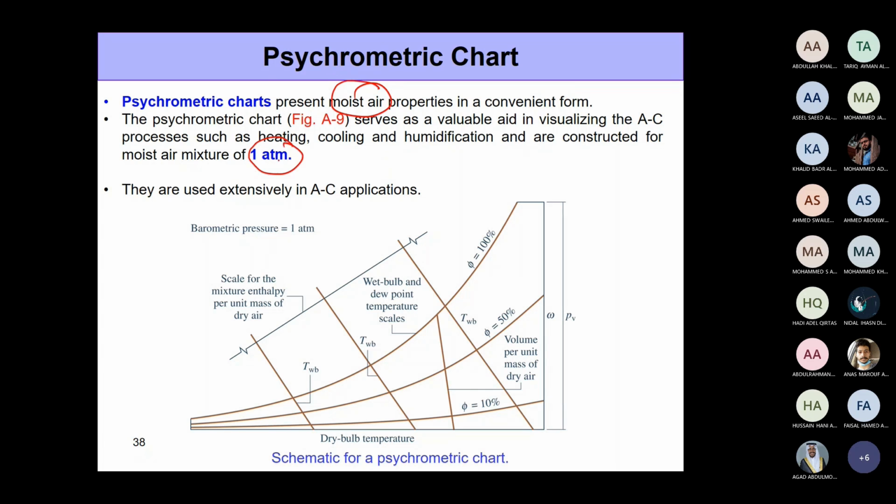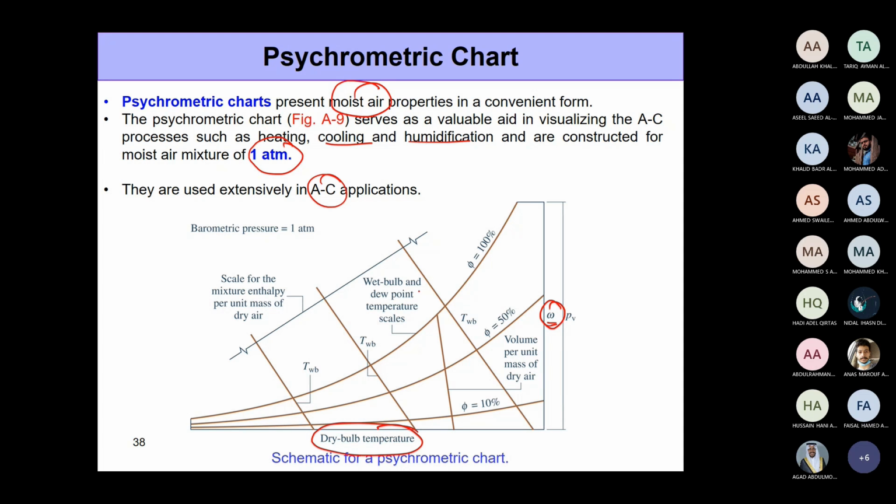And this is drawn in such a way that it becomes very easy for us to understand what processes are happening when you're dealing with air conditioning applications, right? So if it's cooling, humidification, heating, all of these can be easily shown on the psychrometric chart. So here on the psychrometric chart, the y-axis is the humidity ratio omega, okay? The x-axis is the dry bulb temperature.